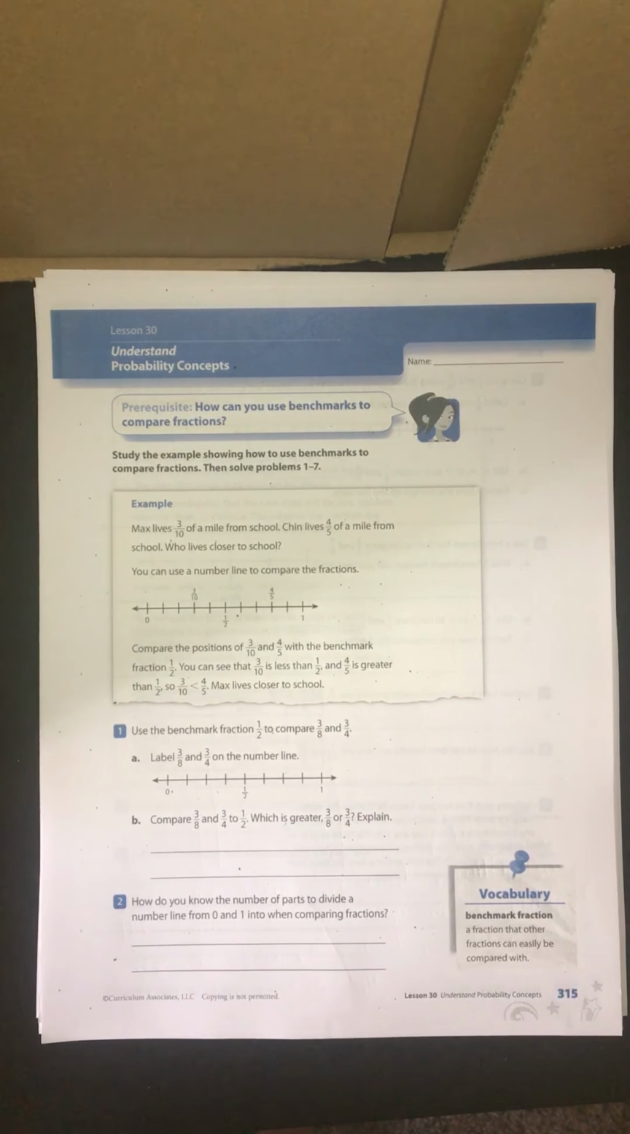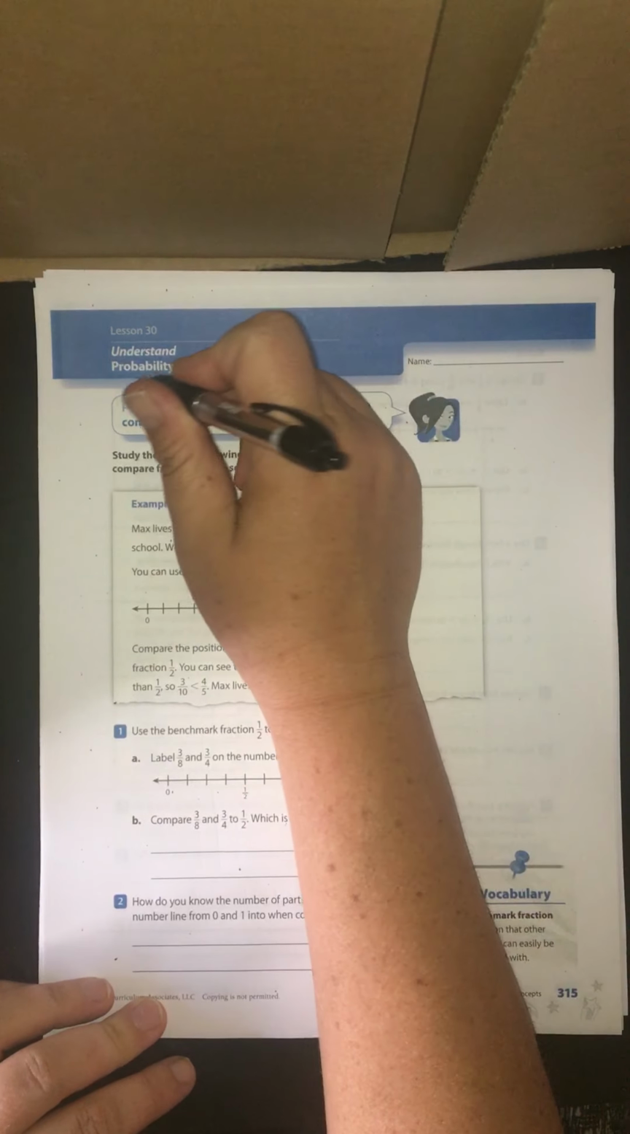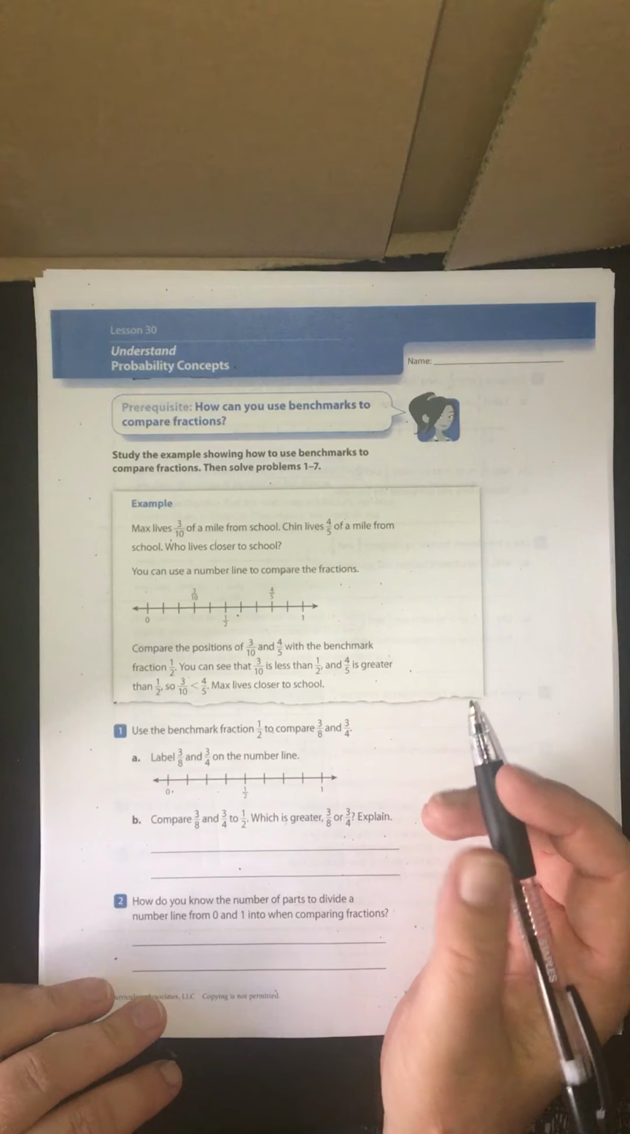Okay, it's going to be page 315. Make a large jump to page 315. This is going to be the homework, and it's talking about probability concepts. So how can you compare fractions, okay?